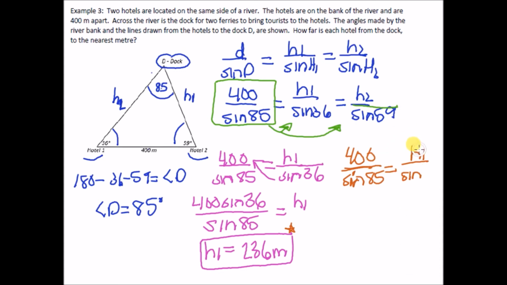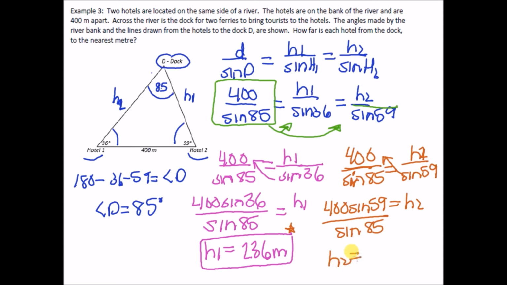All right, sorry. This is H2 this time, sine 59. Okay, so the original, which is 400 over sine 85, and we're equating that to H2 over sine 59. All we do is cross multiply. So 400 sine 59. And then we're going to divide by sine of 85. And we're going to solve H2. So 400 sine 59 divided by sine 85. I get 344. 344, and that's measured in meters.